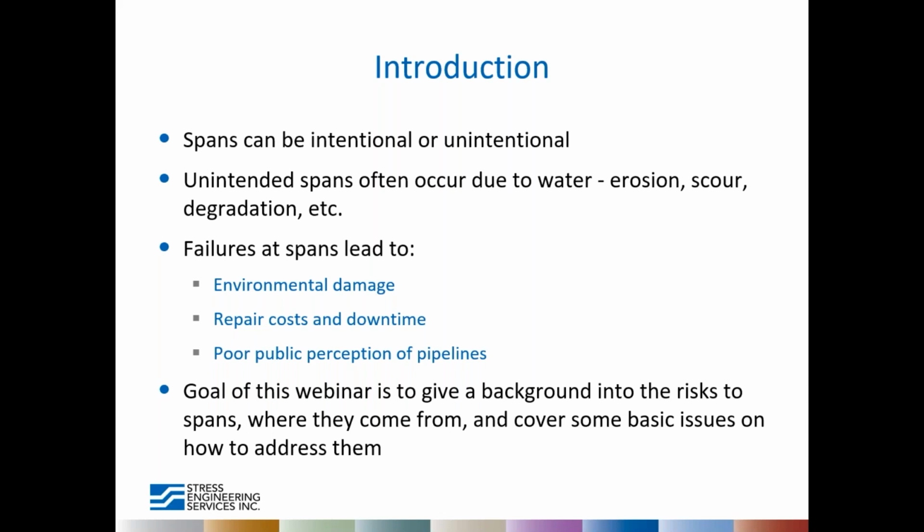And failures at spans can also lead to a poor perception for the public of the pipeline industry in general. Failures can also lead to injuries, but it's uncommon for this type of failure. So mostly we're going to be concerned with environmental damage and economic problems. And in this presentation today, I'm going to be talking about some of the threats that affect spans and how we approach analyzing them.